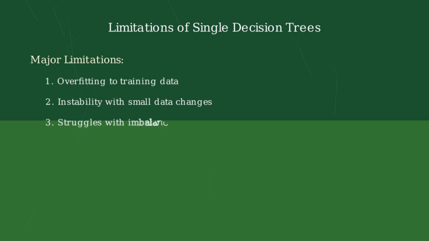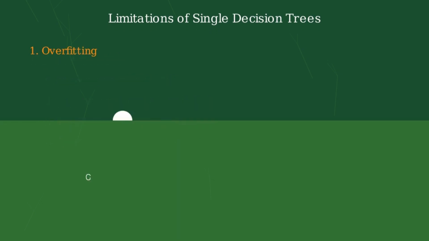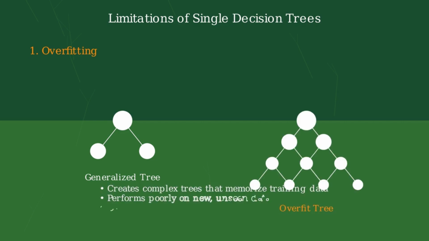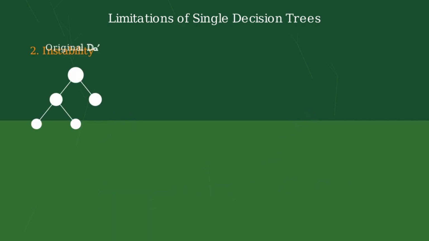Despite their advantages, single decision trees have significant limitations that affect their performance. Let's explore 4 major limitations that make individual decision trees less effective for complex problems. The first major limitation is overfitting. Single decision trees tend to create overly complex models that memorize the training data. Compare a generalized tree to an overfit tree, which creates many specific rules that match training examples perfectly, but fail on new data.